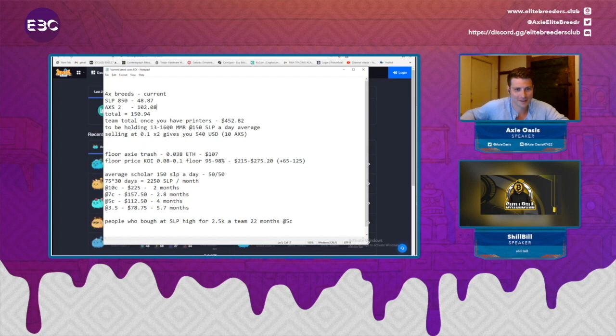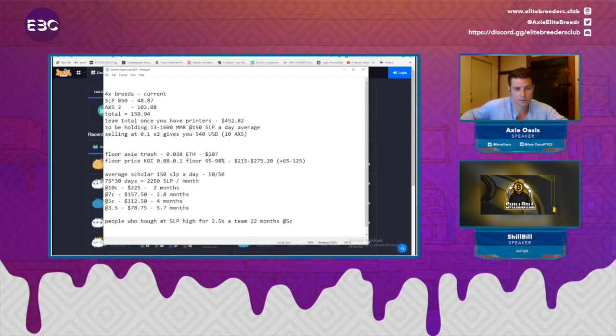Even the lowest ones, the kois at the moment, are still selling. The floor price for koi virgins is still 0.1. If you're selling those for 0.1, a team's costing you 452. They should be able to hold 1300 to 1600 MMR with the double aqua, just normal teams, and at that, 150 a day seems to be about the average my scholars with those teams have.